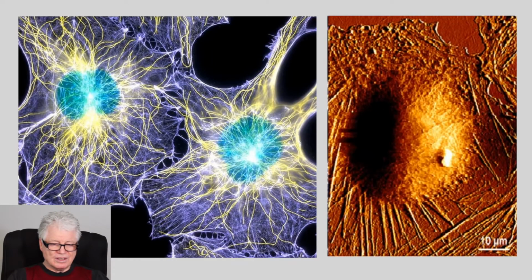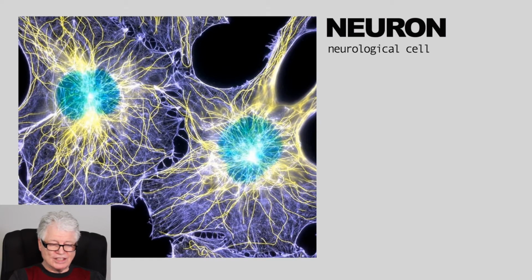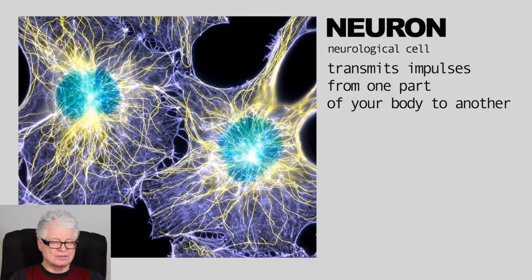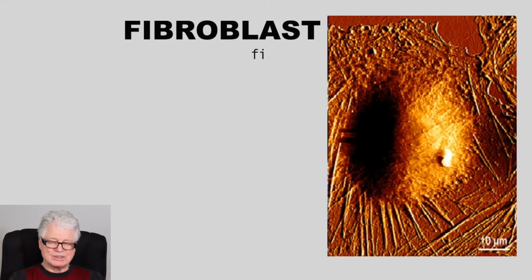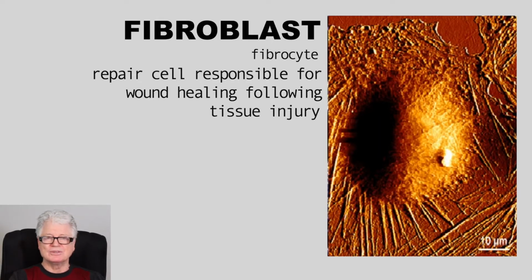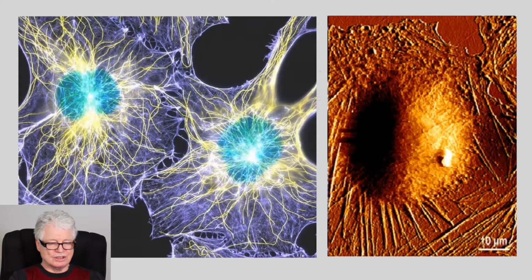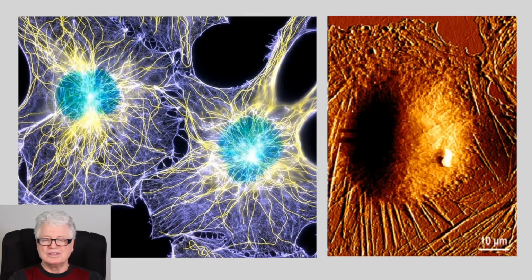So for example, here we are looking at two different human cells. On the left side you see a neuron, a neurological cell, whose job it is to transmit and conduct impulses. On the right side we have a fibrocyte, which is a scar tissue type of cell, a repair cell. It repairs damage to tissue, which includes forming scars to hold damaged tissues back together. So they look totally different because they do different things.